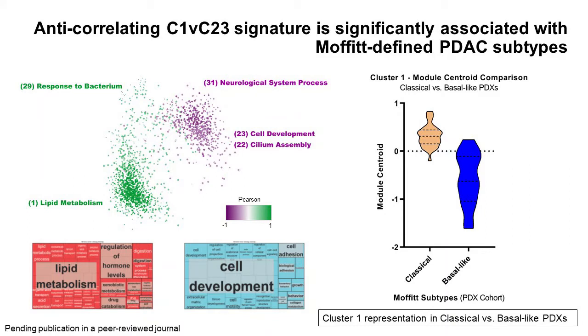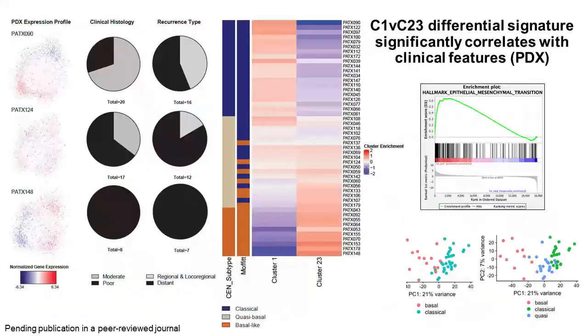So we developed a module centroid method where we're basically getting a centroid expression of all the genes corresponding to each cluster. And when we look at our models within the PDXs, we see that while the classical models are not necessarily overexpressed in cluster 1, there is a large gradient of depletion that we see within cluster 1 within our basal-like models, suggesting that this isn't necessarily a binary classification of classical and basal-like, but rather that it seems to be more of a continuous transition.